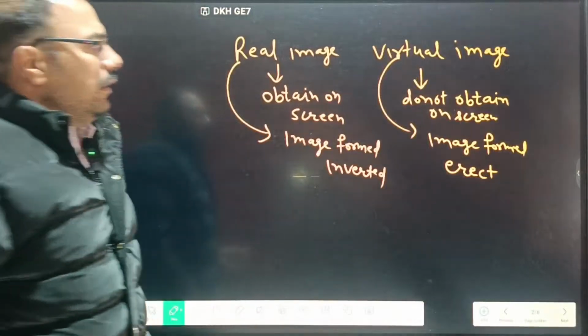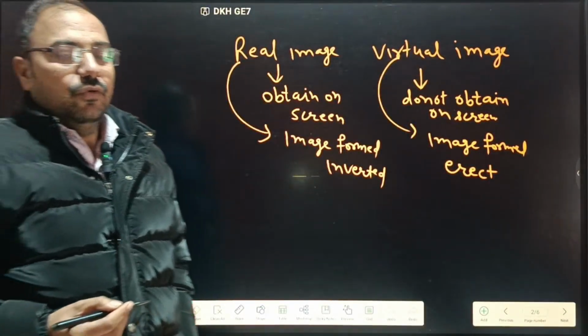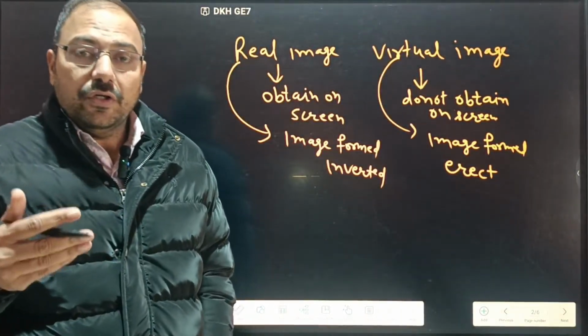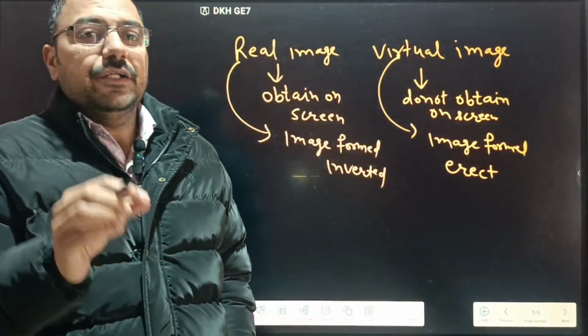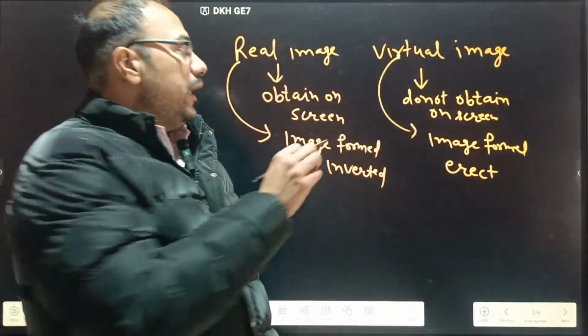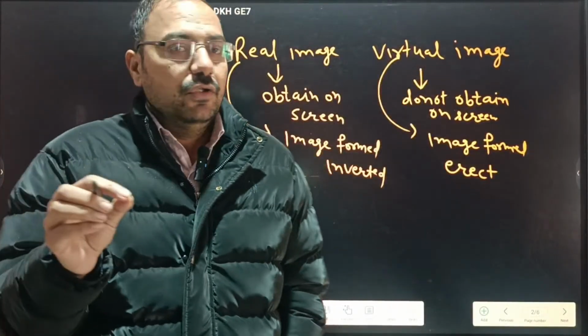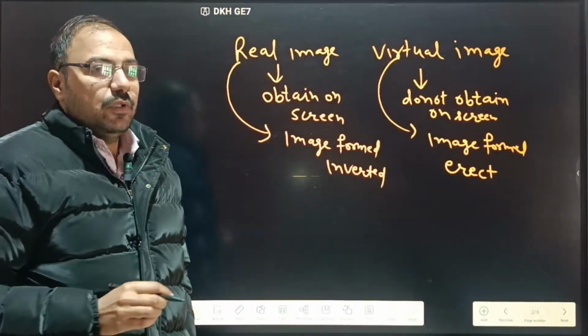In the next slide, we study real image and virtual image. How does an image form? Basically, an image forms when two reflected rays cut at a certain point, the point of intersection. That point of intersection is known as the image point. We divide images into two types, real image and virtual image.